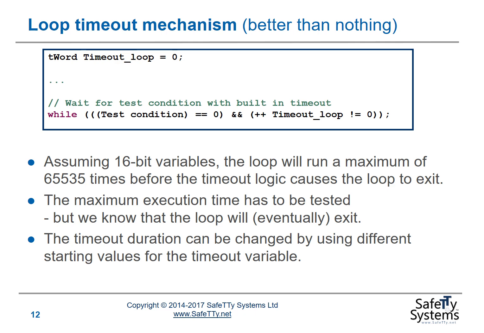Here's a simple solution, a loop timeout mechanism. We set a timeout loop to have a value of 0, and while we wait for some test condition to complete, and while that test condition is set to 0 and our timeout loop is not equal to 0, we wait. So eventually our test condition will be met and we'll exit from the loop. If the test condition is not met, our timeout variable will cause us to leave the loop.